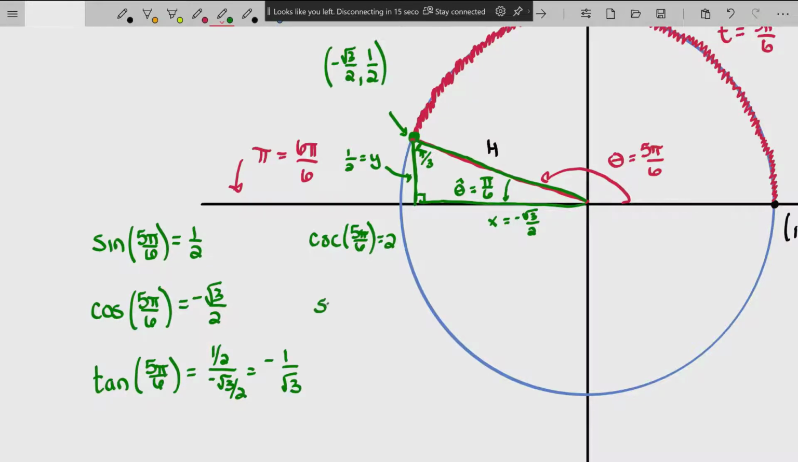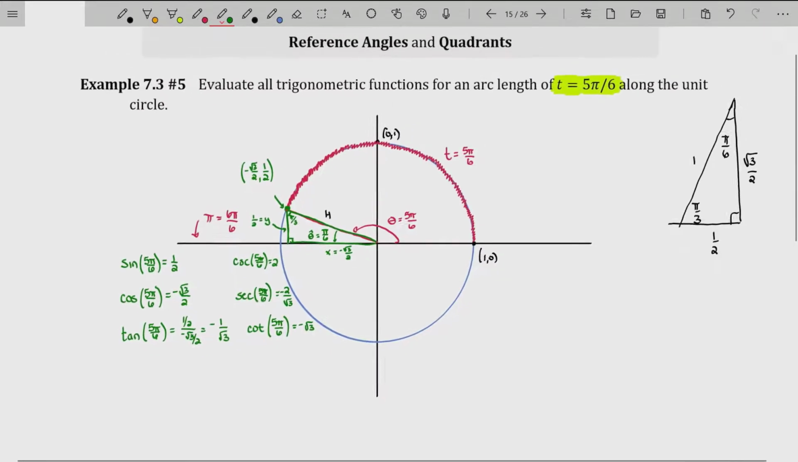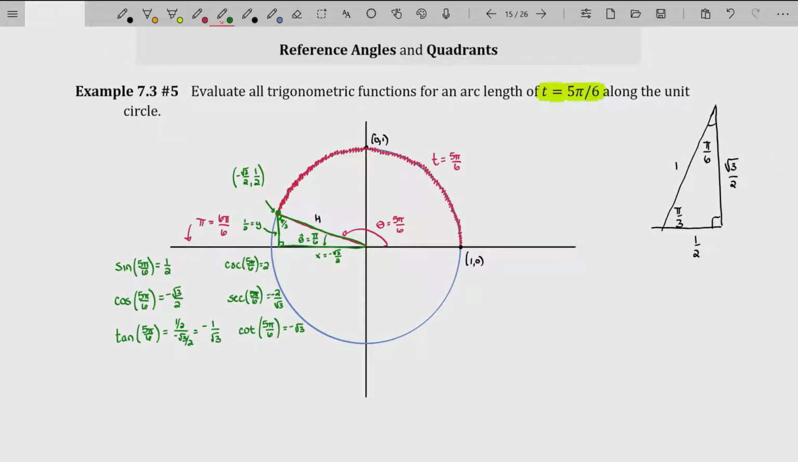The secant, and I have to fix that. The secant of 5 pi over 6 will be negative 2 over root 3. Again, I don't reduce or rationalize denominators. And finally, cotangent of 5 pi over 6 is a negative root 3. All just from using my special triangle, my 30, 60, 90 triangle and right triangle trigonometry.